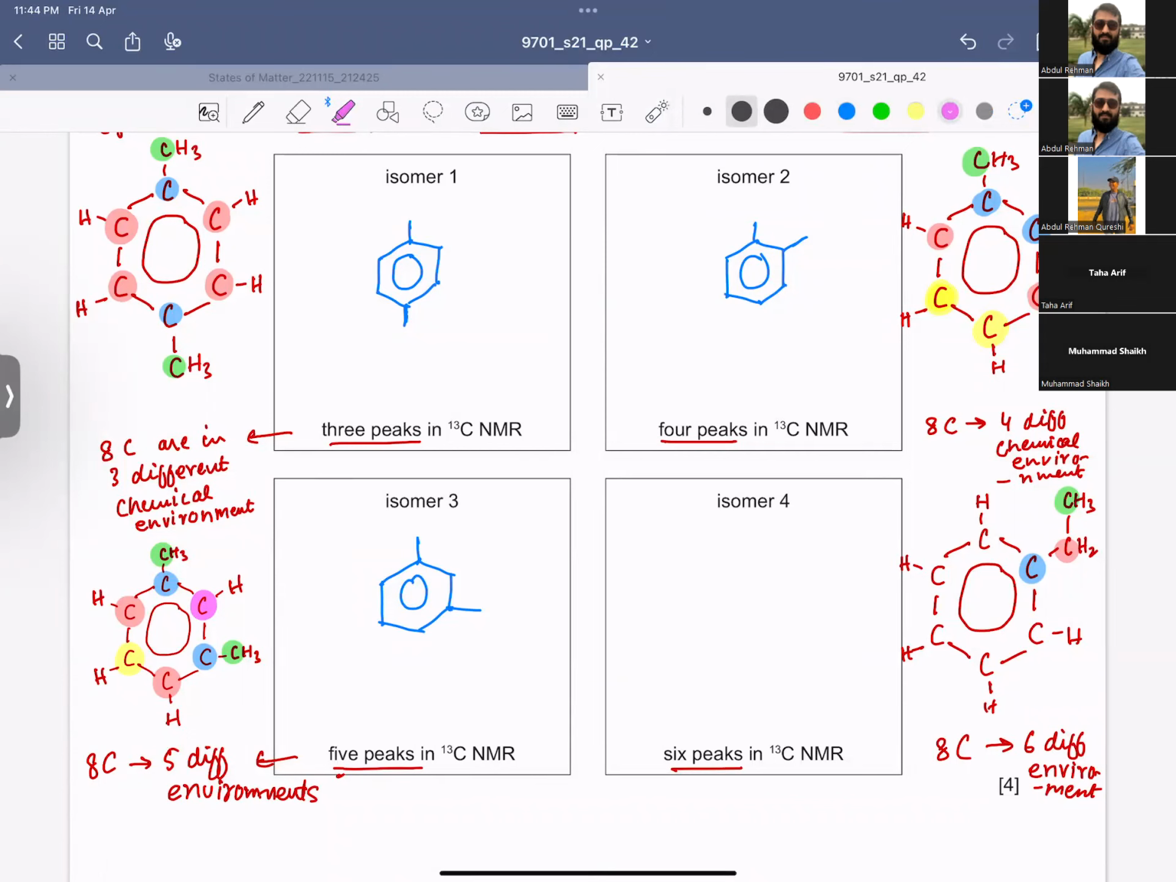Now, if you look at this carbon and this carbon, these 2 carbons have the same environment. So these 2 carbons give you a different signal than the rest of them.